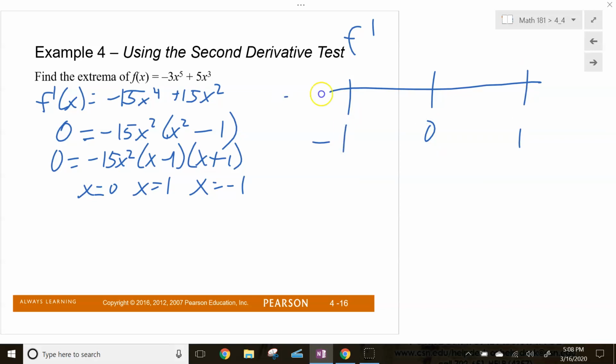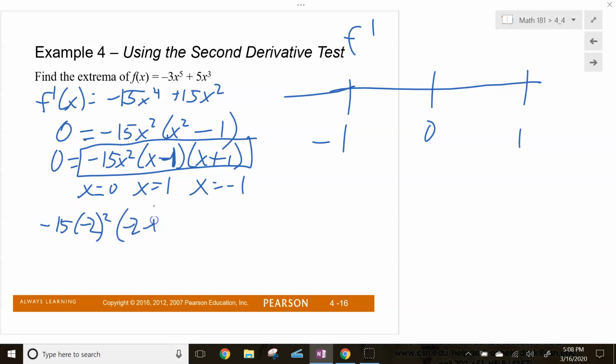And then we just plug in -2. That's an x minus 1 right there. If I plug in -2, I get -15. I get -2 squared, -2 minus 1, -2 plus 1. So I got negative here, I got negative here. This is a -15 times a positive number, so negative there. So this is negative, so the function decreases.